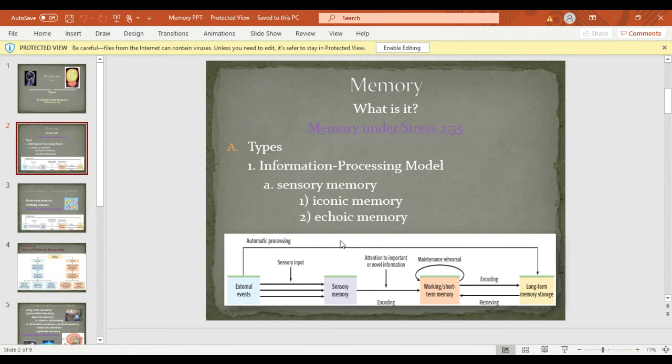Now, we also have this little arrow that goes from external events, so senses, to long-term memory storage. And this happens when we come across something that we are already very familiar with, and it pulls from our long-term memory storage. So, for example, maybe you are walking along the road and you capture a smell, and it's the same smell that you associate with your family's house back home.